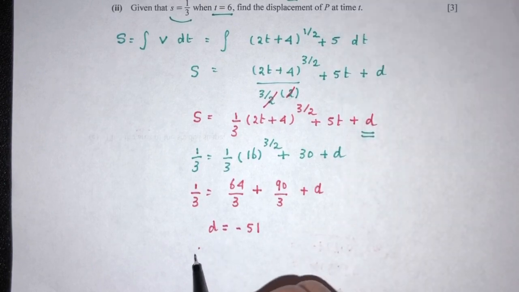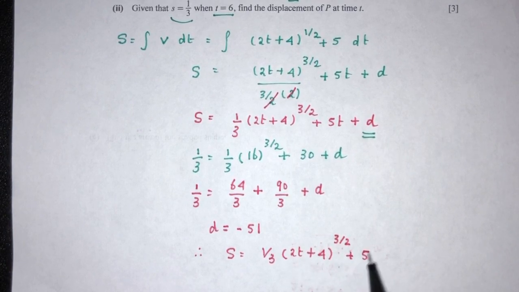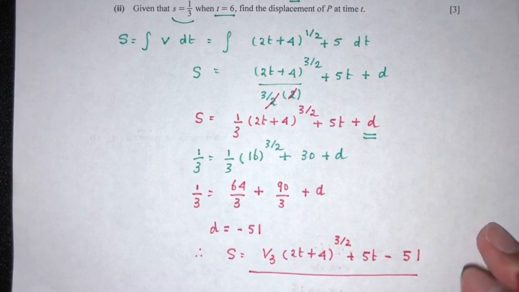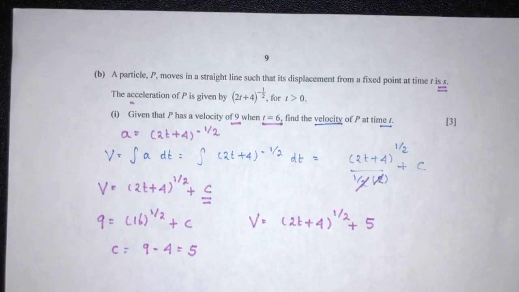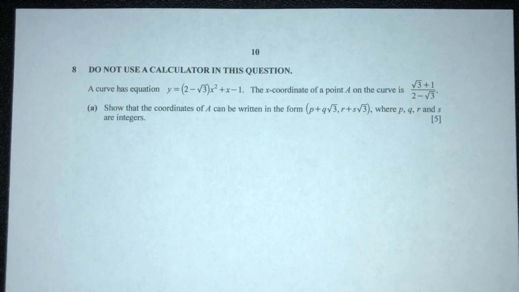So finally, the value of s will be 1/3 (2t plus 4)^(3/2) plus 5t minus 51. And that is your value of s in terms of t. That is part B of your question. Let's see what happens here. We do not have to use a calculator. However, we can always check using a calculator, and we just have to show all the steps of our work to get the full marks.